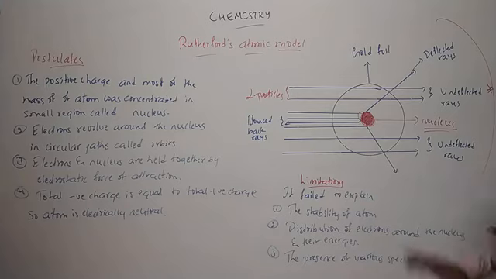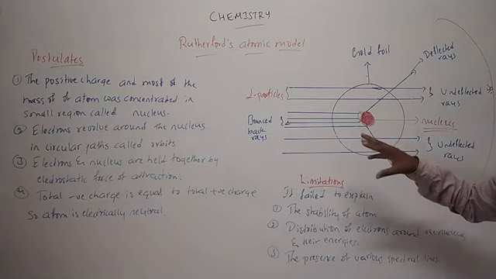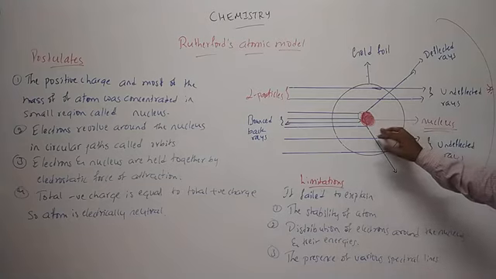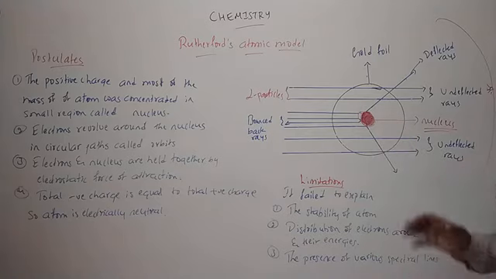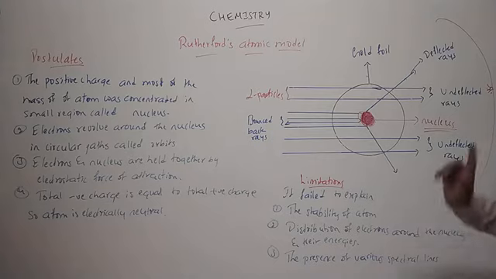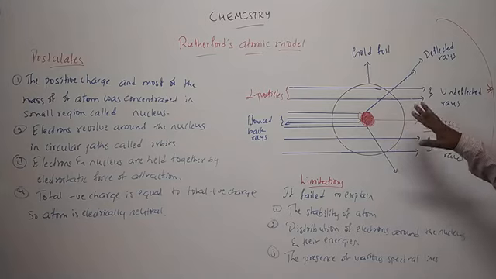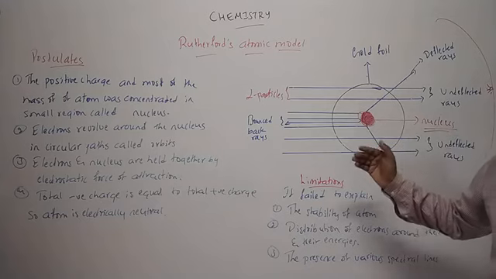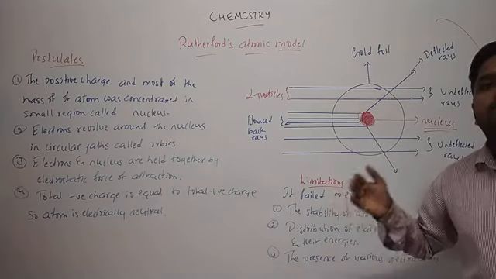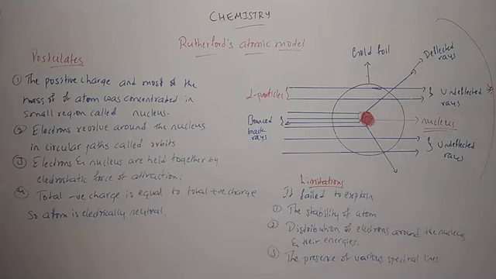And coming to its limitations, it failed to explain the stability of the atom. Although he explained the electrostatic force of attraction and that the total negative charge is equal to the total positive charge, he was not able to clearly explain the stability of an atom. So that was the first limitation. Later, he failed to explain even the distribution of electrons around the nucleus and their energy. So now we have shells and subshells, but Rutherford was not able to explain the distribution of electrons in shells and subshells. That was the second limitation.